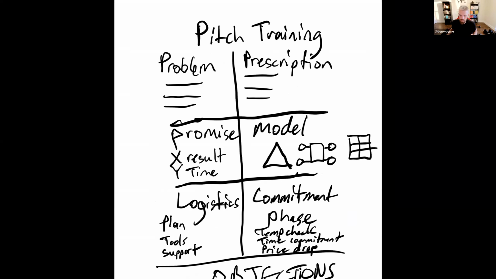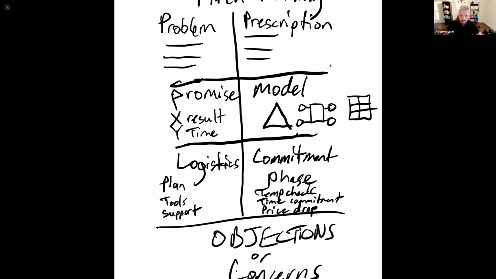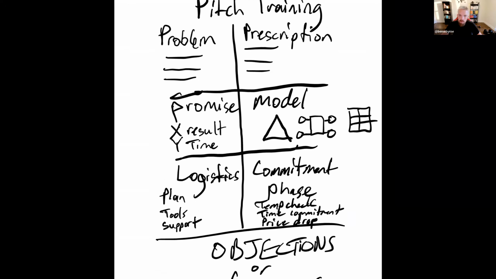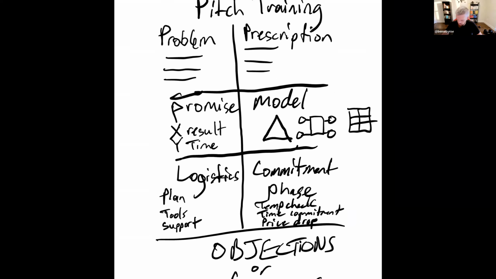Let's talk about the pitch. Very important part of the call. There's a logical order that we go through each one of these steps. So starting at the top left, problem, prescription, we go left to right, left to right, left to right. And then we handle objections. Okay, so I'm going to break down each one of these areas, but really it just helps, in my mind, if you're selling a coaching offer to get a good sense of what this looks like.